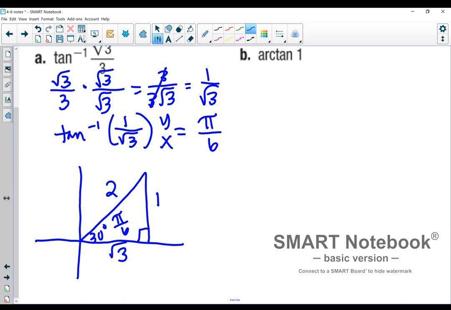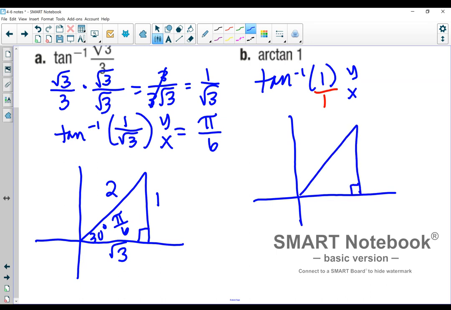Next one, arctan of 1. Remember, arctan or arc cosine, arc sine, whatever that is, it just means inverse again. So this is the tangent inverse of 1. I'm going to make this into a ratio by writing it as 1 over 1. That means my y and my x are both 1. It's positive, so it's going to go in quadrant 1 again.